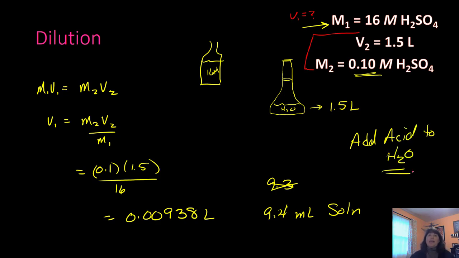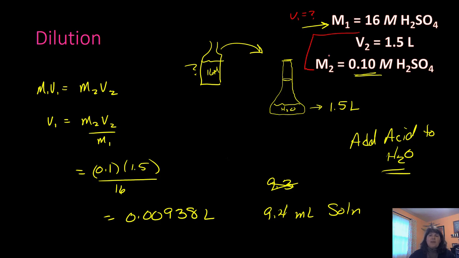It's extremely exothermic when you do this. The water is going to get super hot. And if you put the water on top of the acid, you can actually get burned. So don't do that. You always add acid to water. So I put a little bit of water in there. And the question is, how much of this do I need to put in there?